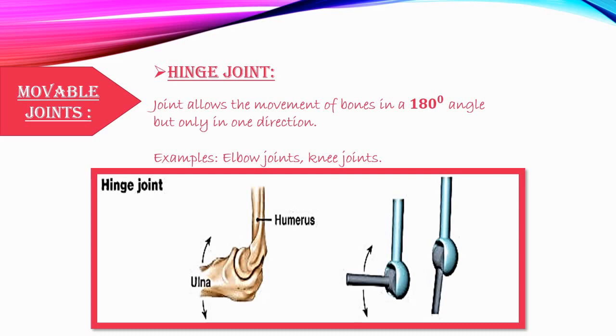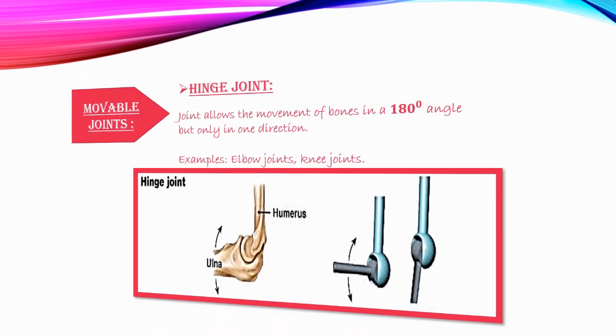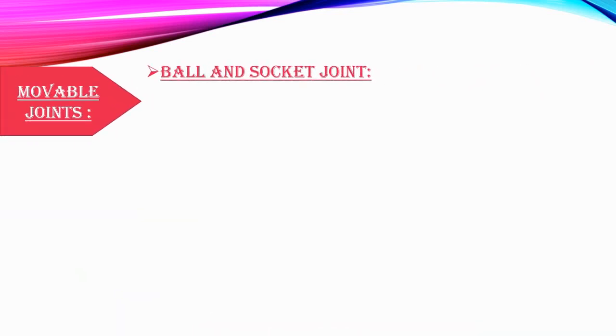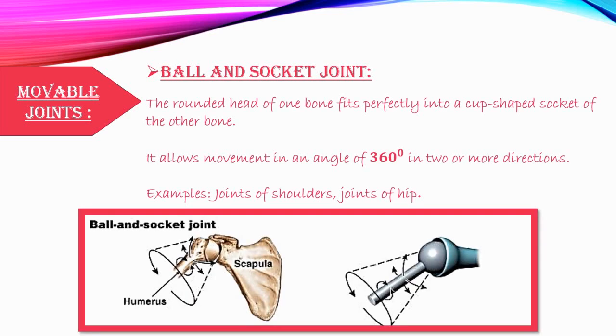Next type of movable joint is ball and socket joint. In this type, the rounded head of one bone fits perfectly into a cup-shaped socket of the other bone. It allows movement in an angle of 360 degree in two or more directions. Examples of ball and socket joint are joints of shoulders, joints of hip.